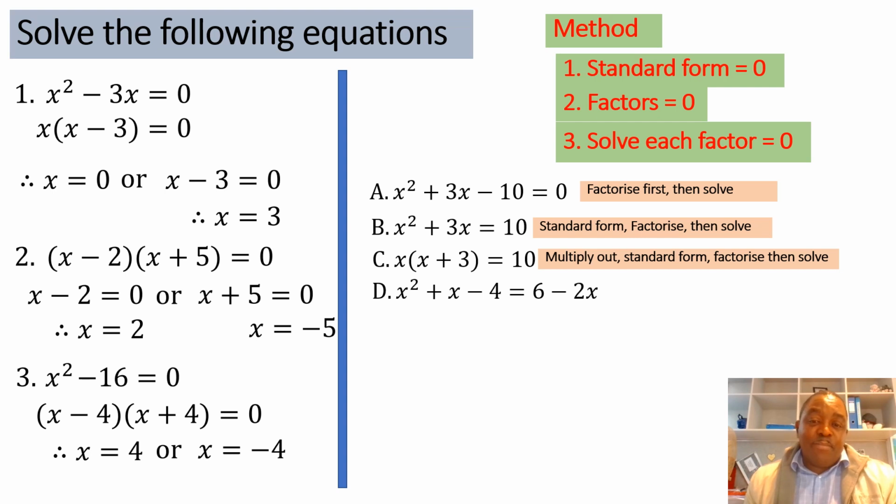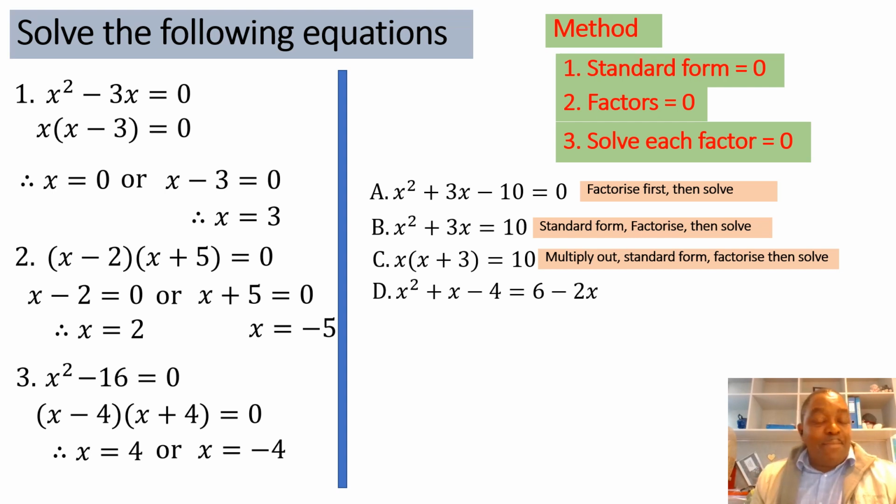So it's very, very important that you take note when an equation is given, in what step or level is it? Is it ready for you for the next step? And if not, you need then to work on it until you get it to be ready. And the most crucial part is standard form, factorize the expression on the left-hand side, equate it to 0, and then solve each factor by trying to figure out what would make each factor equal to 0.